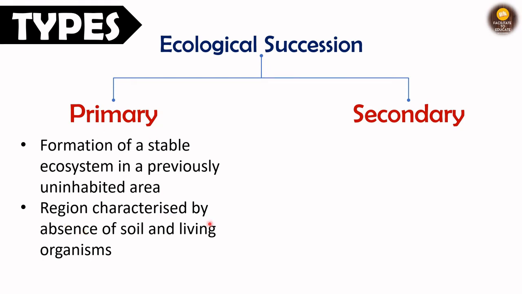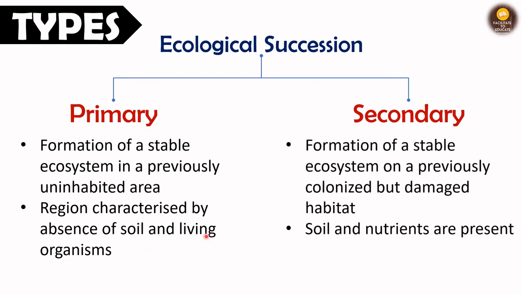Also, the region is characterized by absence of soil or living organisms. There will be no soil before the establishment of that area, right? And there will be no living organisms also living in that area. Now what is secondary succession? That is formation of a stable ecosystem on a previously colonized but damaged habitat. So it has been previously colonized by some of the organisms or some of the species, but it has been damaged. So again the succession process will start there.